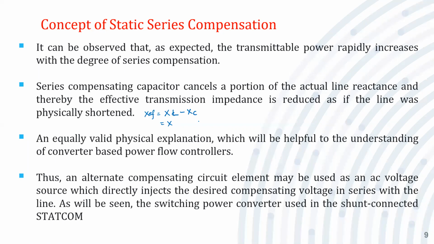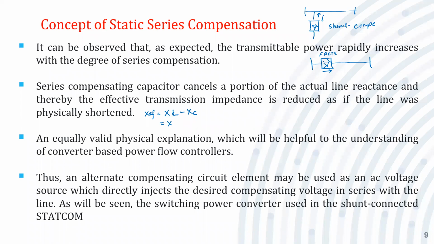So in series compensation, both types of compensation control the reactive power. One is the variable impedance type, and the second is the converter based type, which we will examine later on. An alternate compensating circuit element may be used as an AC voltage source, which directly injects the desired compensating voltage in series with the line. When we connect shunt compensation, this is the transmission line and this is the shunt compensation. As we have seen in the very basic case, it injects current at the point of connection. Whereas for series compensation, in the basic idea we have learned, this is the series compensator or series FACTS device. It injects voltage in the transmission line.